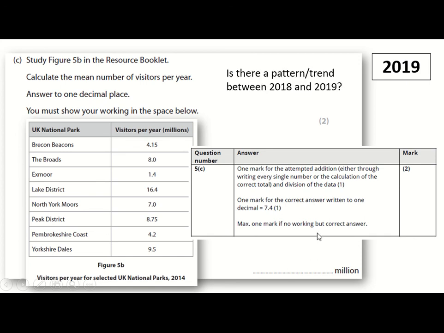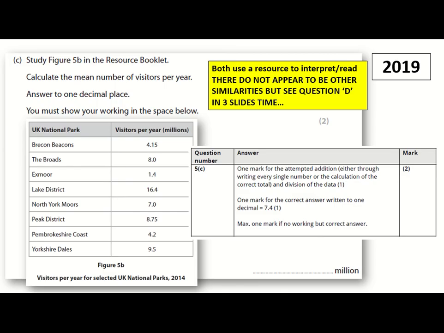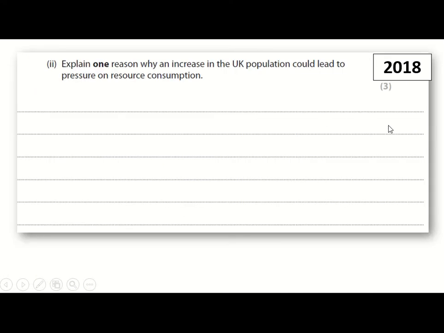Now this is where the papers differ slightly, because although they both use a resource, which they do, the first one is just a read the graph question. This one is a do something with it, like a calculate question. Now they don't look like they're very similar, but essentially, wait a second, because the calculate question for the paper from 2018 comes in later on. Okay, so they still do have it in there. So next question for this one.